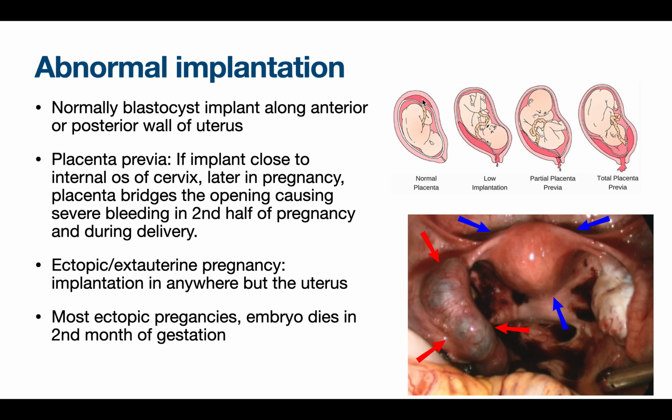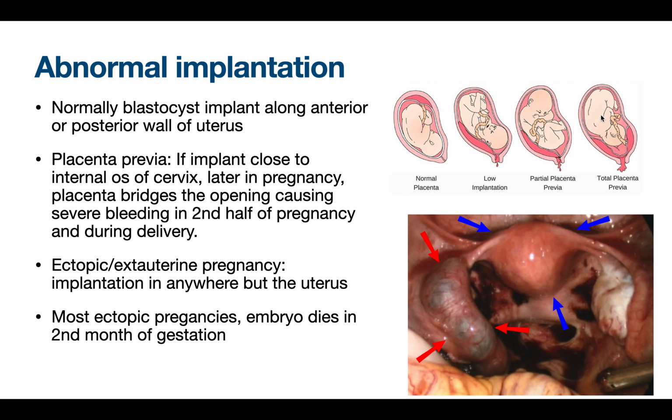Normally the placenta is around here. Low implantation, it's very close to the cervix. Partial, it's already covering the cervix, and then a total placenta previa is going to cover the lower half of the uterus.